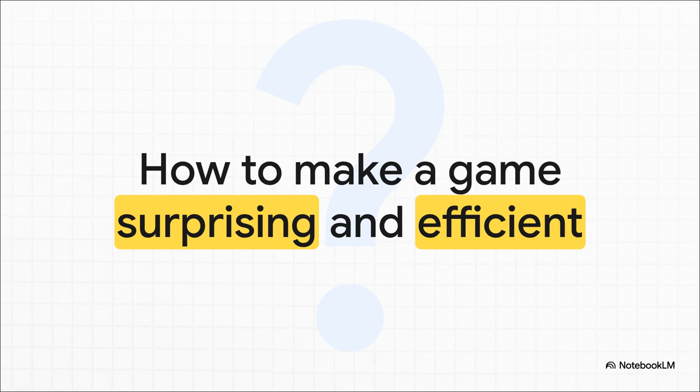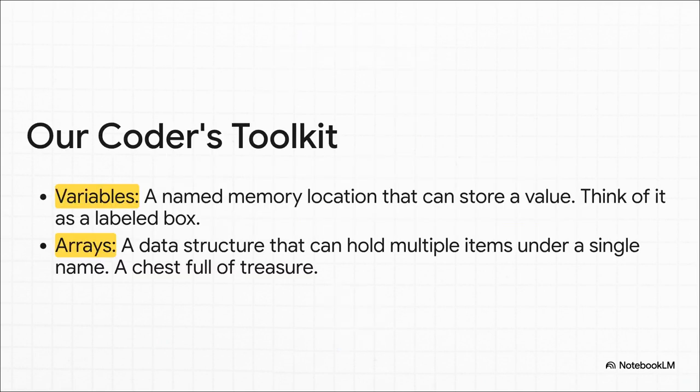We need a way to remember things, like a score. We need to handle lists of items, and we definitely want to avoid typing the same commands over and over. So how do we do all that? We add two brand new tools to our toolkit. First up is something called a variable. The easiest way to think about it is just as a labeled box.